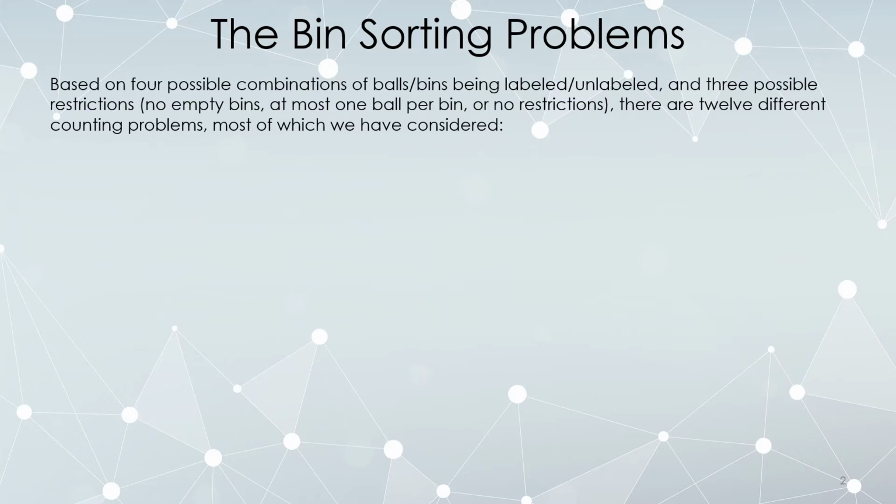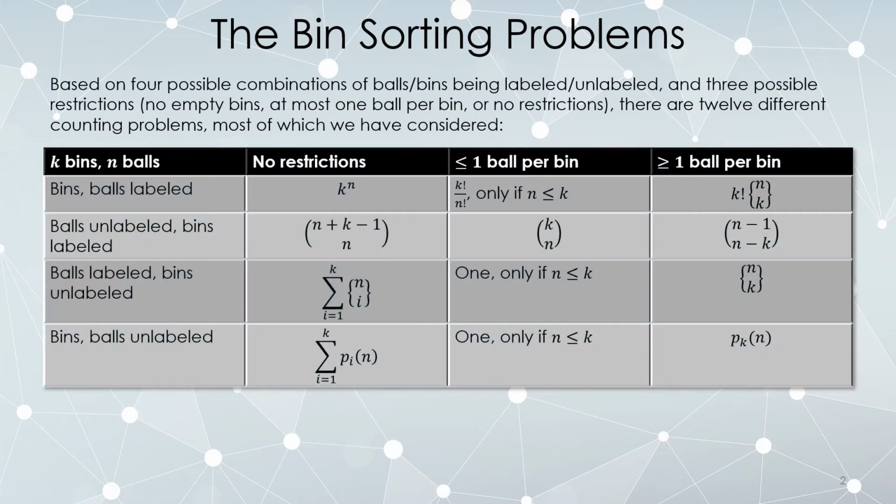So between combining all of these possible choices, we have 12 different bin sorting problems, most of which we've considered explicitly. Here's a chart summing up all of the results, including a couple we didn't explicitly do. So if the bins and balls are both labeled with no restrictions, remember there's going to be K bins and N balls, there was this exponential counting.